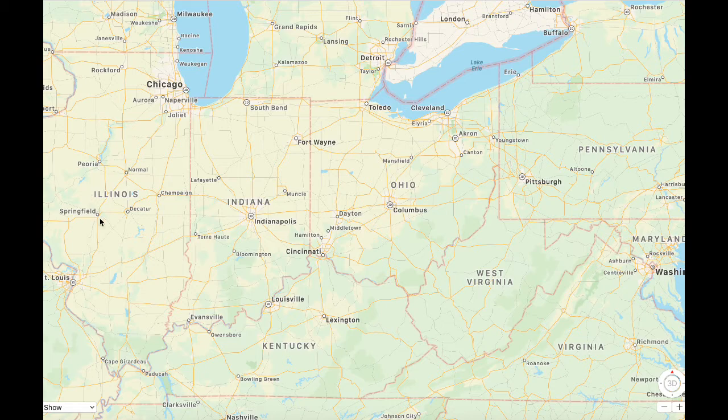There is a lot to see in Springfield. There is the Lincoln Home site, which you can tour. There is the Abraham Lincoln Presidential Library and Museum. There is the old state capitol where Lincoln gave his House Divided speech.